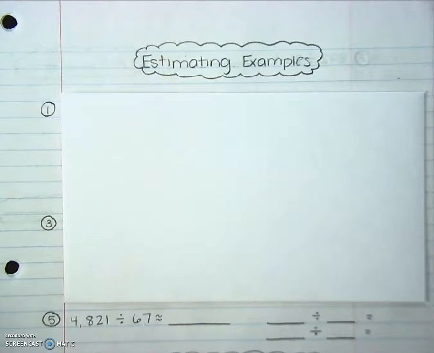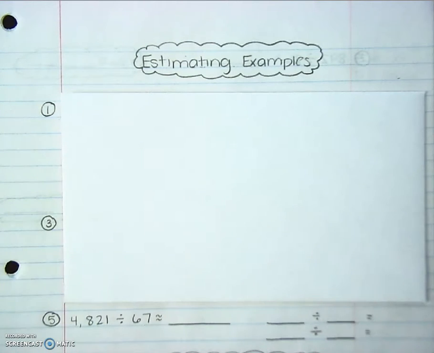Hi, fifth graders. Today we're going to look at two different ways that you will use estimating skills when you're dividing. And remember, estimating is all about finding friendly numbers that can help you use mental math to solve some different questions. So you'll see two different ways that you use estimation when you're dividing. And the first is to find a range that your answer is going to be in between.